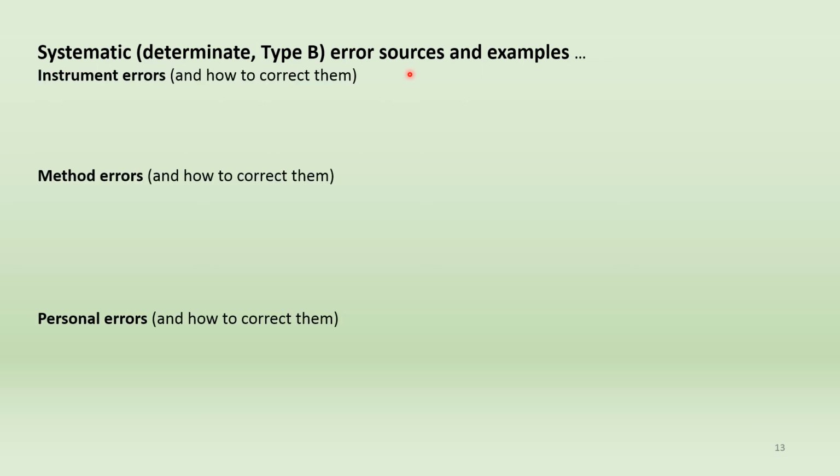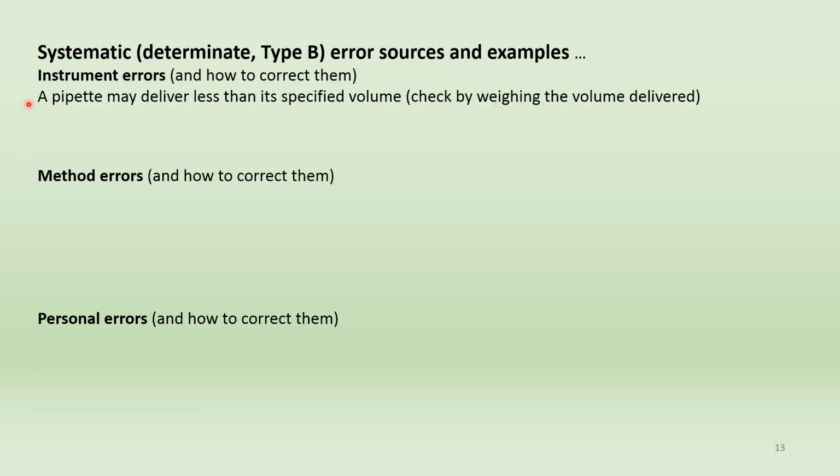Let's look at some sources and examples of systematic determinate error. These errors might arise with the instruments themselves, the methods, or the persons conducting the experiments. In the case of instrument errors, a simple example is a pipette that may deliver less than its specified volume. Perhaps it's dirty, perhaps it's poorly manufactured.